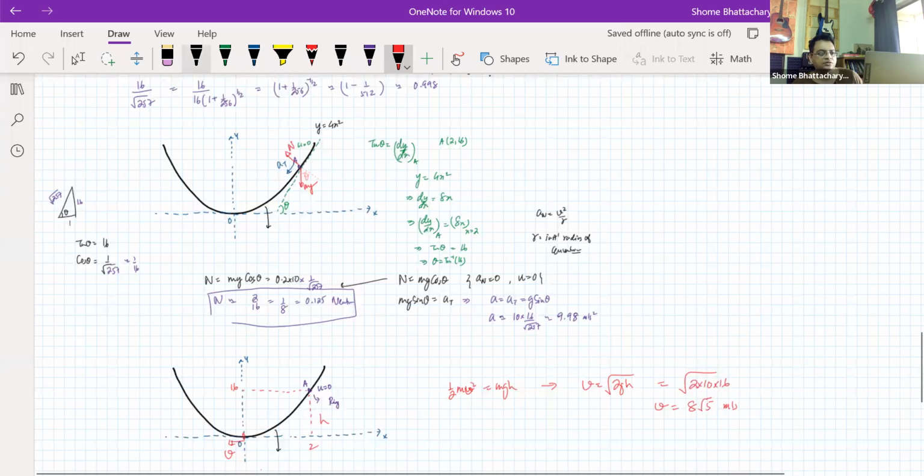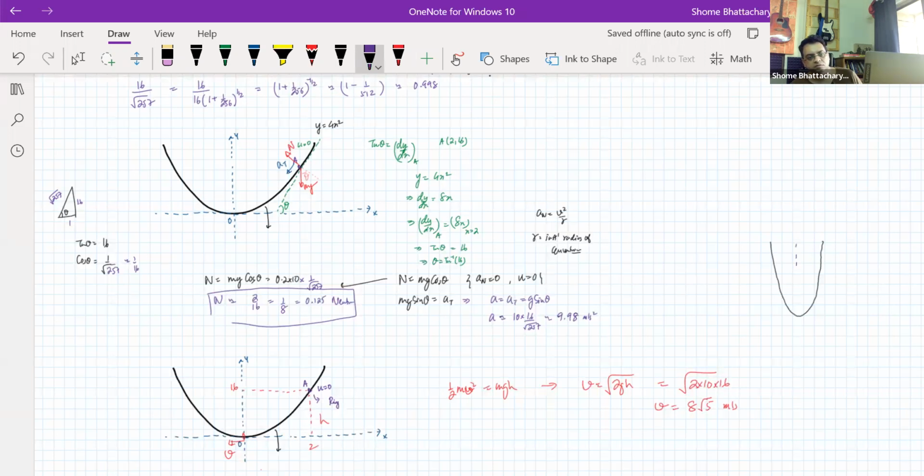Okay, so the diagram is actually a little bit misleading. The parabola is like this. So it's rising very steeply. The point A is more like something like this over here, even more steep than this, okay. So here the speed is 0, whereas by the time it comes to the bottommost point, it gets the maximum speed, and that speed is this much.